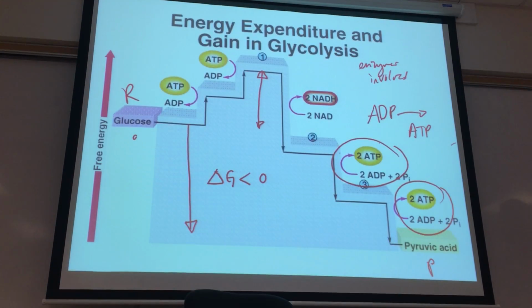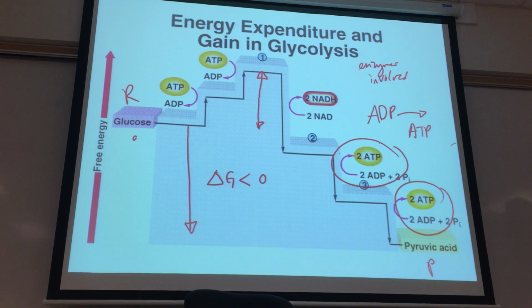So now, out of the 36 ATP that we learned from the very beginning, this is where we get 2 ATP first. So it requires a little bit of energy at first in order to end up with that.